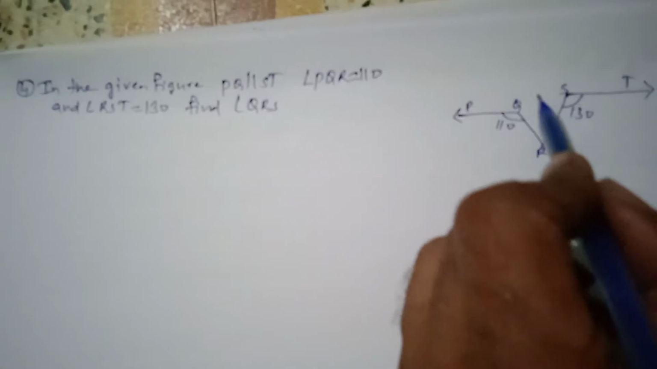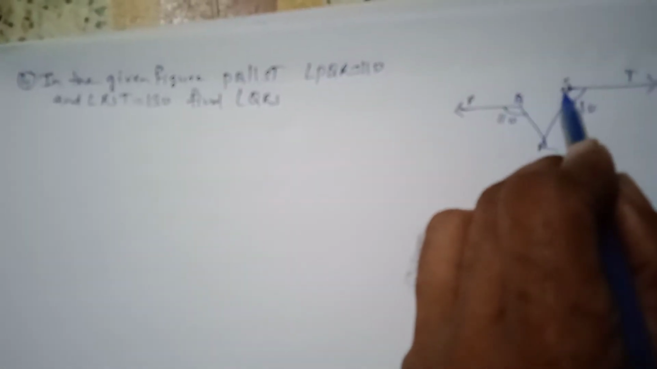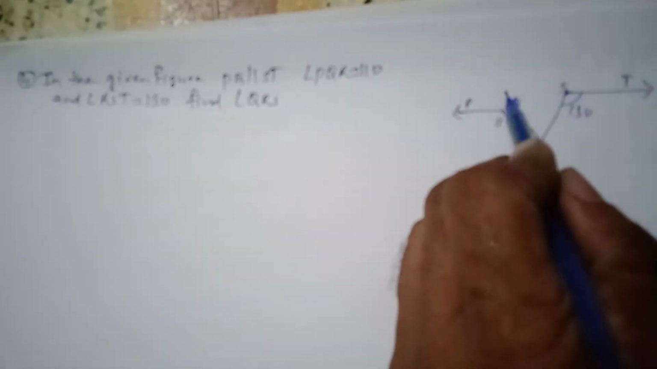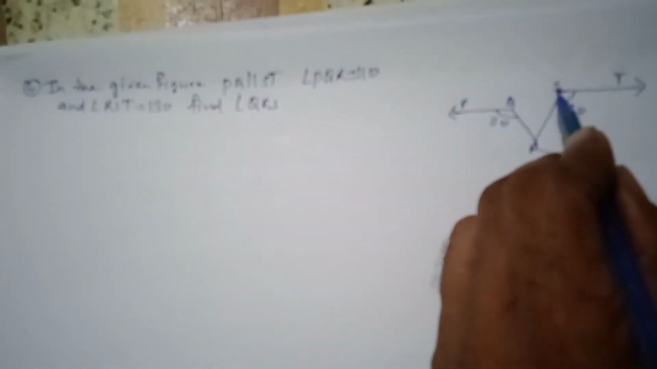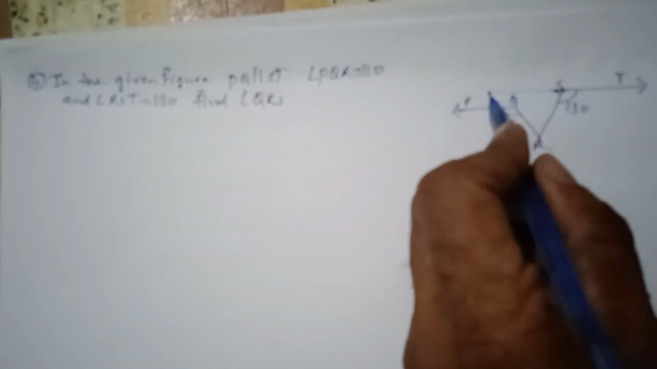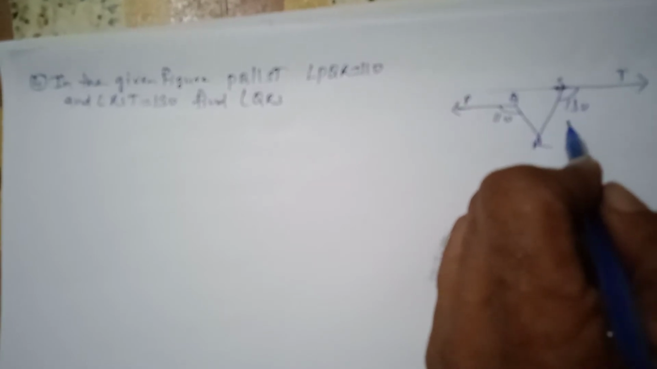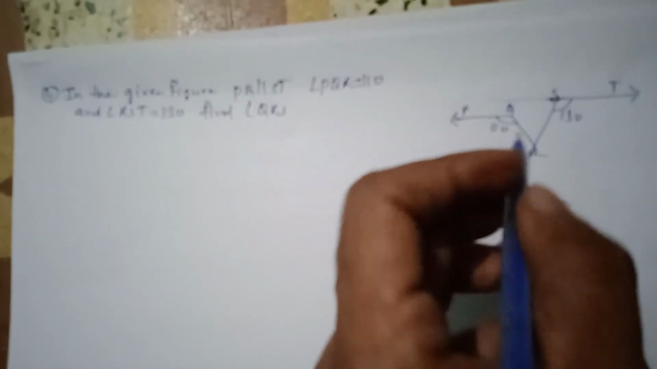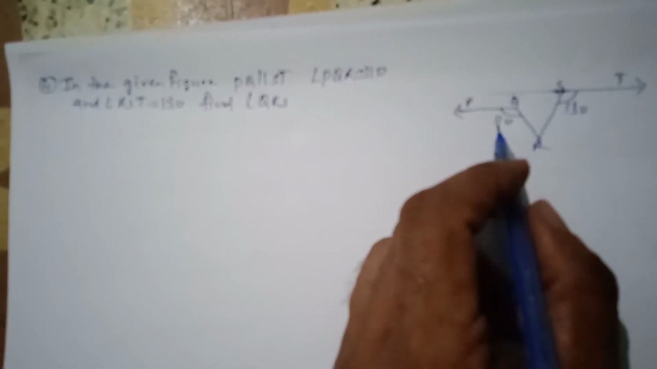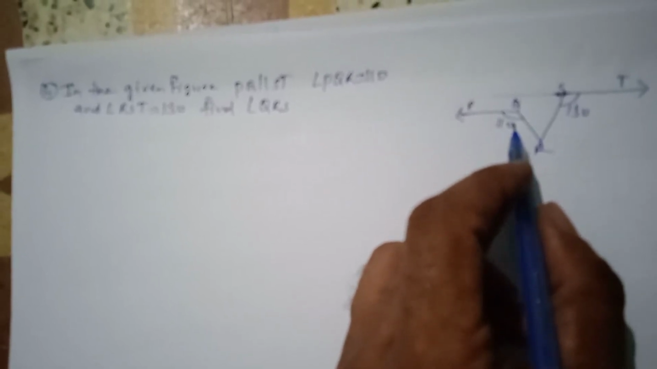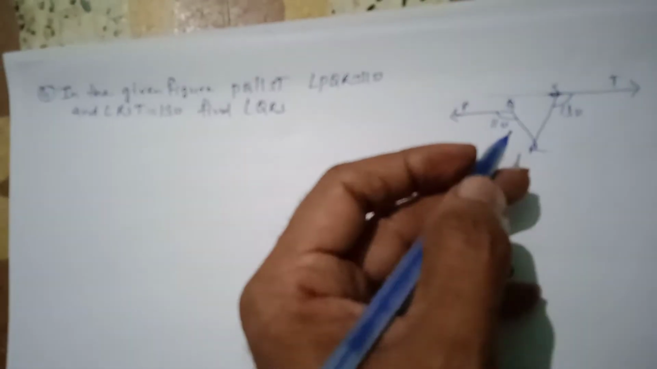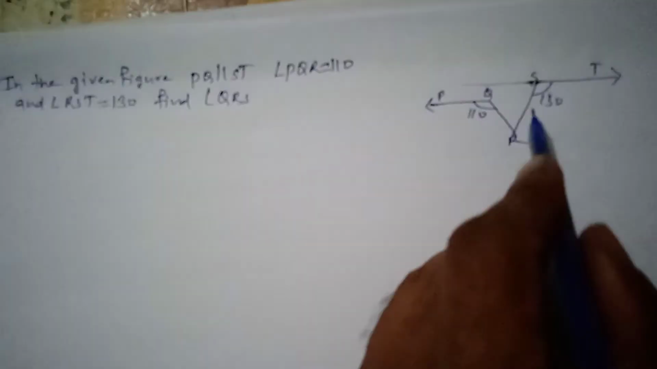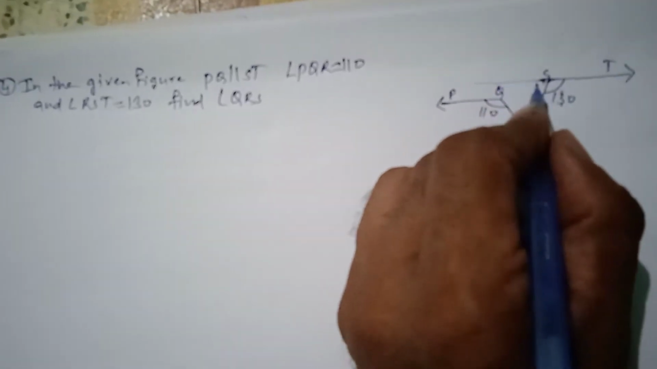If in this figure we draw an extra line, or we join this triangle, we can get two options. One, angles forming a linear pair, or you can use the other option, that is the property of triangle. Angles forming a linear pair is 180. 180 minus 130 is equal to 50. This angle we can get 50 degrees.